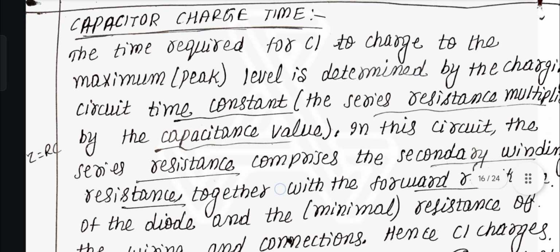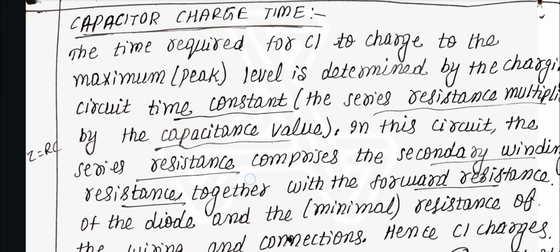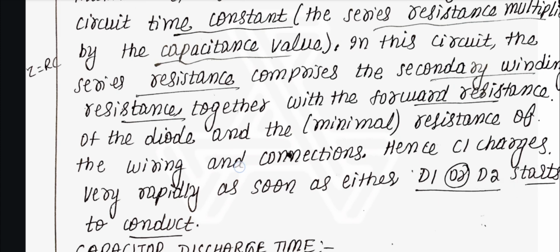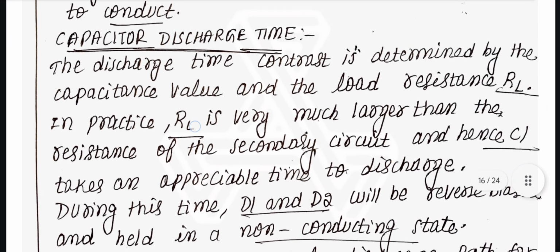Capacitor charge time. The time required for C1 to charge to the maximum level is determined by the charging circuit time constant: the series resistance multiplied by the capacitance value. In this circuit, the series resistance comprises the secondary winding resistance together with the forward resistance of the diode, and the minimal resistance of the wiring and connections. Hence C1 charges very rapidly as soon as either D1 or D2 starts to conduct.